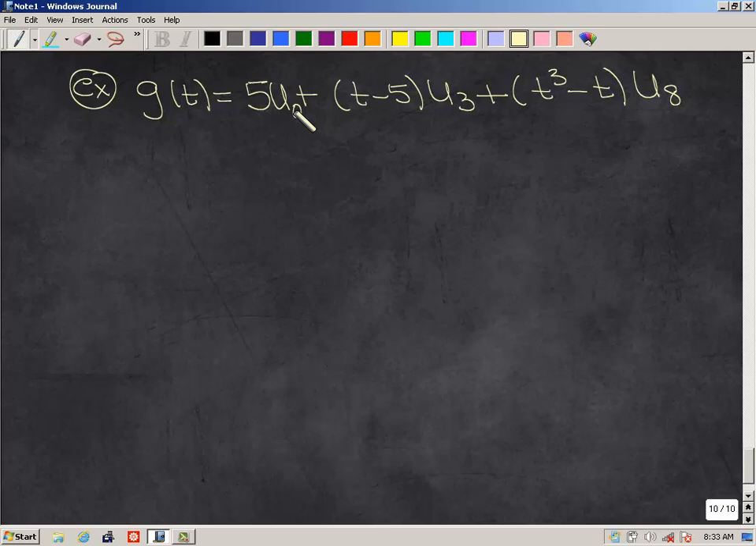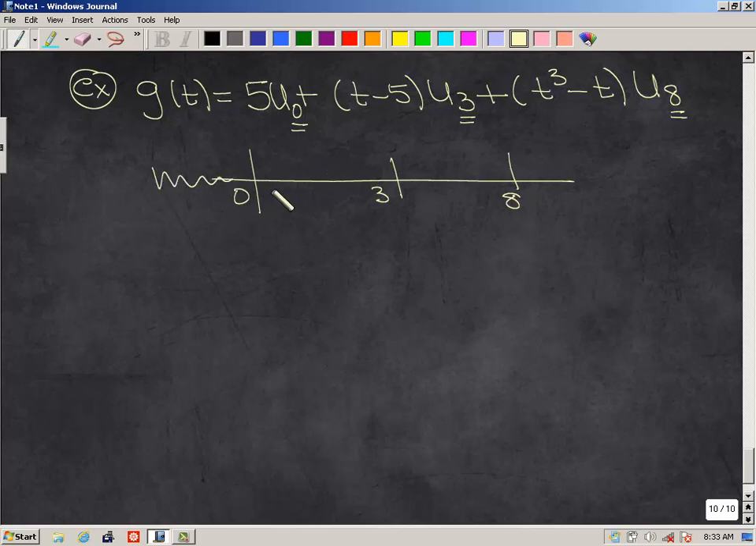So what are my times? I have 0, 3, 8. So let's draw a little timeline. I have 0, 3, 8. Like I said, we don't care about values to the left of 0. So I have how many regions here? 1, 2, and 3. So let's split up the piecewise function into 3 regions.